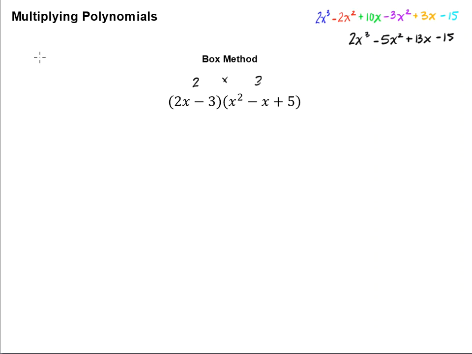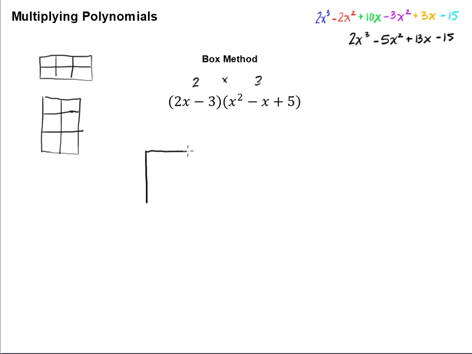Now I can make it 2 rows by 3 columns like so, or I can make it 3 rows by 2 columns. It doesn't matter which way you do it. Let's do it this way. Now I need to make it big enough so I can write inside each of those boxes, so don't make it too small. So here's my 2 rows and 3 columns, like so. Okay, so there's my grid.